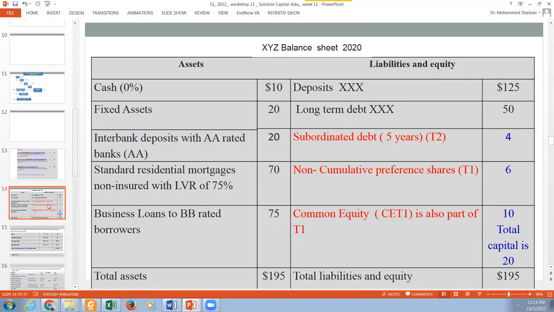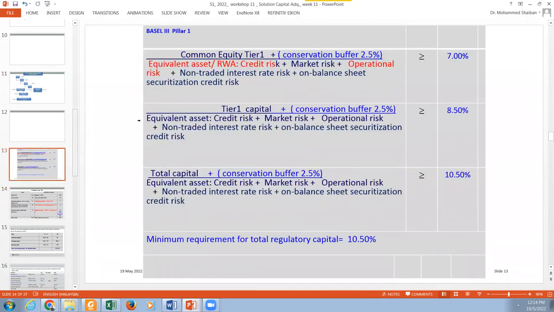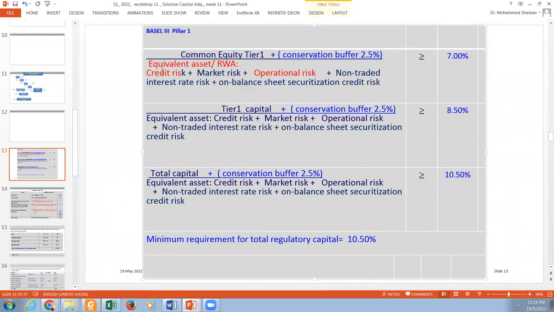Now, when we calculate the risk-weighted assets, according to the formula, we have to go for credit risk. Then we have to go for market risk. Then we have to go for operational risk. And then non-traded interest rate risk. And then we have to go for discretization. And we have to repeat this for the 3 capitals.